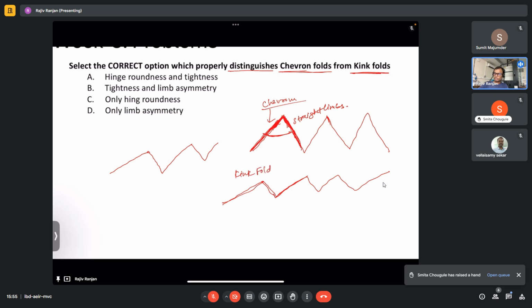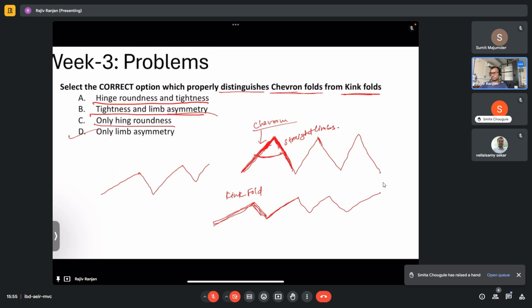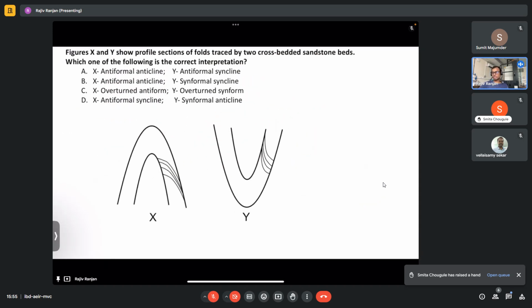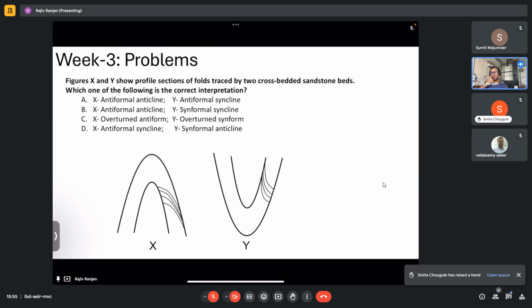So it's based not on hinge roundness, not tightness, not overall asymmetry. This is only the limb symmetry. Here we have asymmetrical limbs. Here we have symmetry with straightness. Okay, so this is based on the limb class. So this is a very good question which will make you think.